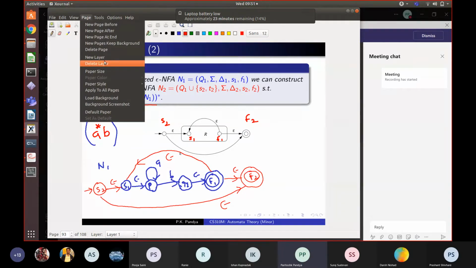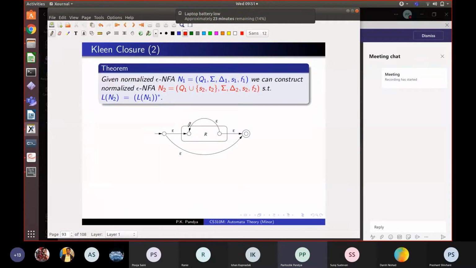Page, delete layer, right? So this is S1, this is F1, this state, this is S2, and this is F2, right? Now the claim is that the language of this is N2, and this R is actually N1. The language of N2 is the Kleene closure of the language of N1. How do we do that?